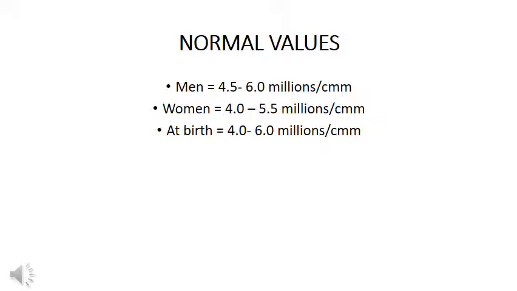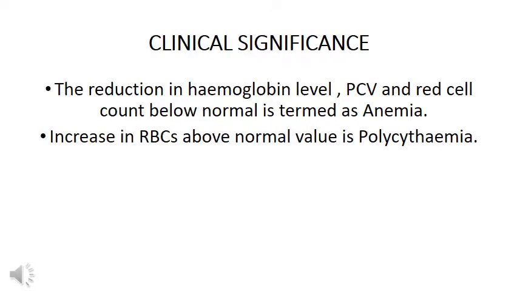Erythrocytes are usually present in the blood. So, what is the clinical significance of RBCs? You have already studied that deficiency of RBCs or hemoglobin in RBCs, or decreased count of PCV, packed cell volume, is actually anemia. So this is an anemic condition.